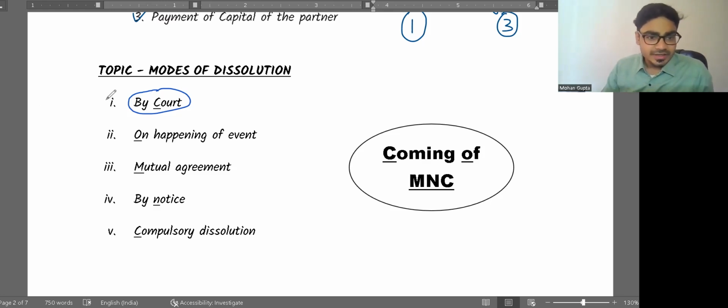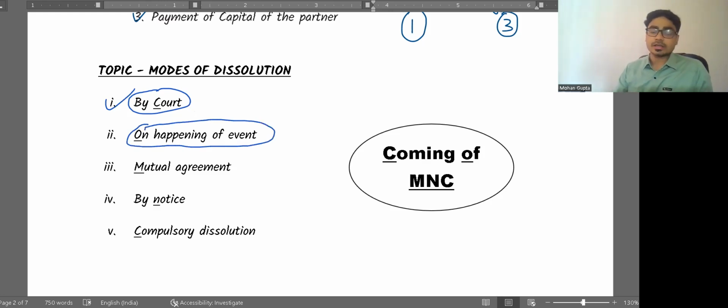The next is on happening of an event. Some events are such a major event that a business has to be closed down. For example, Santa and Banta were going for a vacation on a plane. There are two partners, Santa and Banta, and they are going for a vacation on a plane. And there is a blast. Boom.